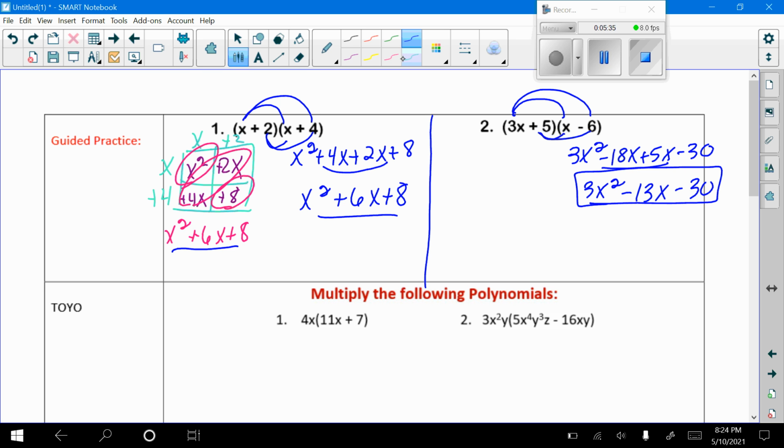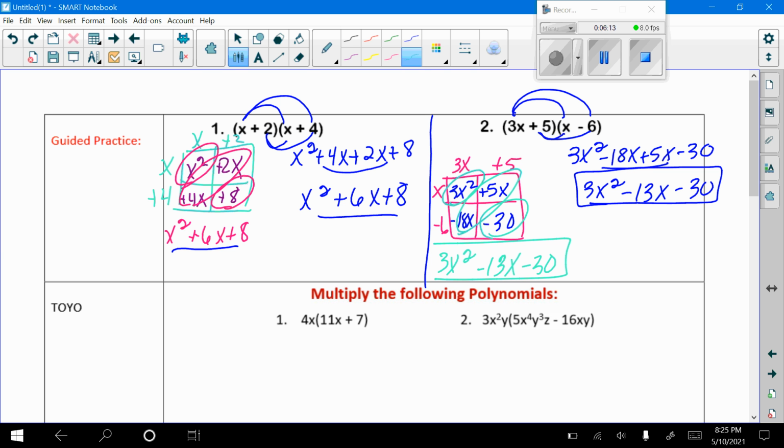If I do it with the box method, I would have a 3x and a plus 5. I'm going to have an x and a negative 6. In the box, this is going to give me 3x squared, 5x, which is positive, negative 18x, and a negative 30. Check those diagonals. 3x squared, negative 13x, and negative 30. Same thing either way.